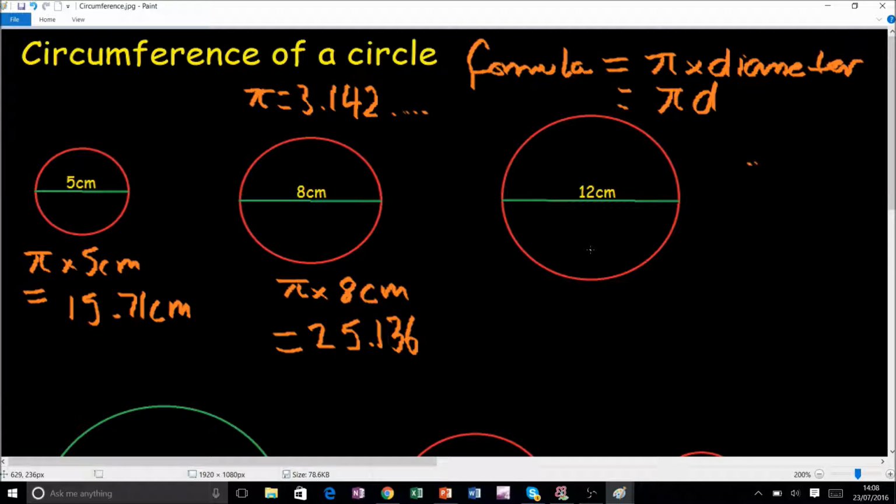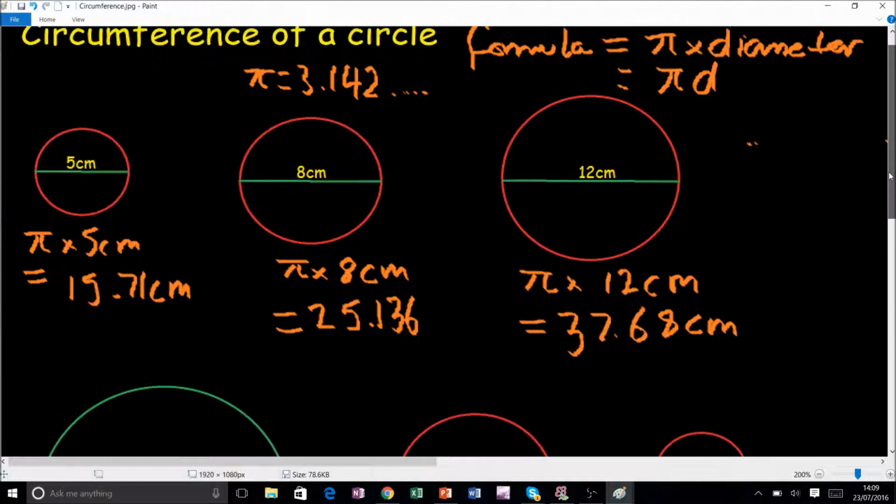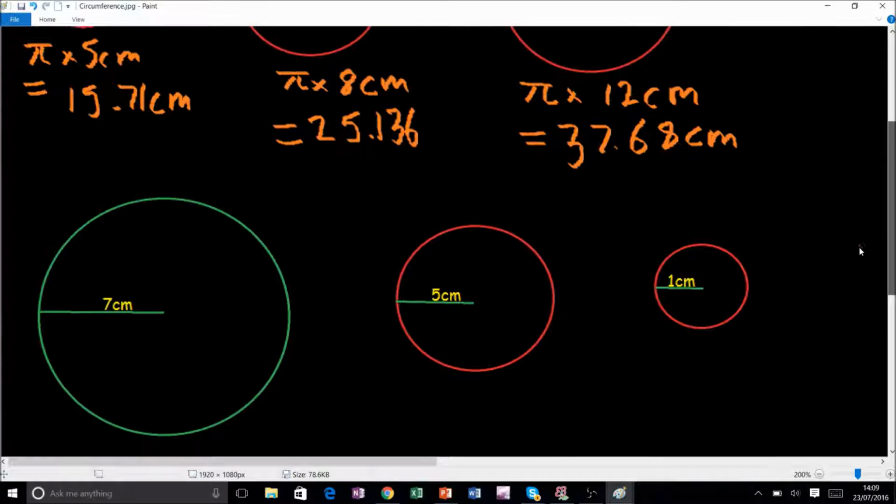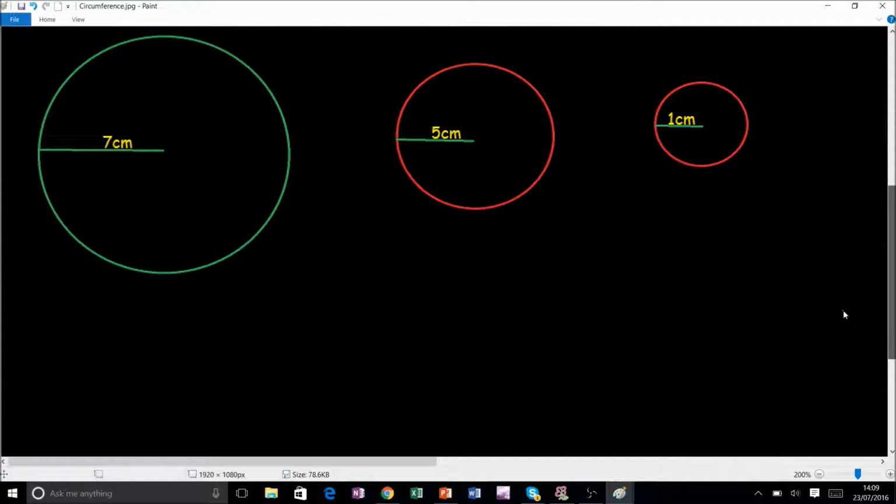And the next question here is 12 centimeters, so we're going to do pi times 12 centimeters, and that is going to give us 37.68 centimeters. So basically what that means is that the distance around this circle is 37.68 centimeters. And just so that you all know, obviously the circle is not drawn to scale. Now let's go down here and see what happens.